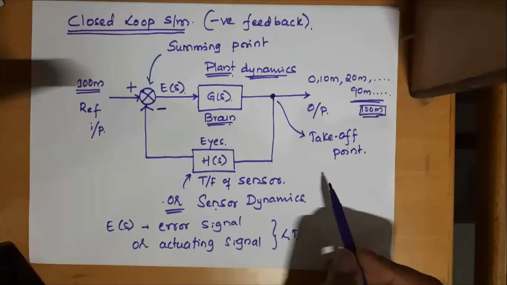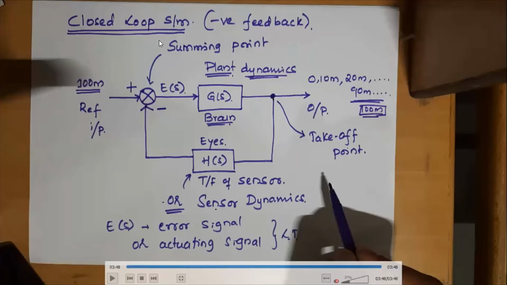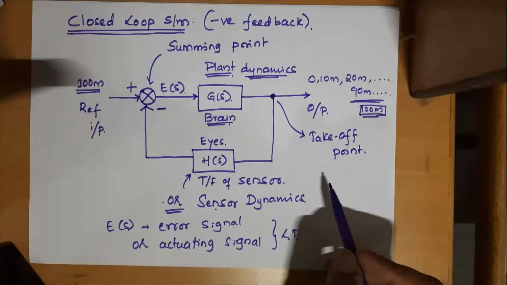So I will move on with the next part if there is no doubt. This is how the closed loop negative feedback system operates. So the next thing is how a positive feedback system works. Mathematically, it is very simple. It is just that the feedback is getting added at every instant of time, and the actuating signal is generated.